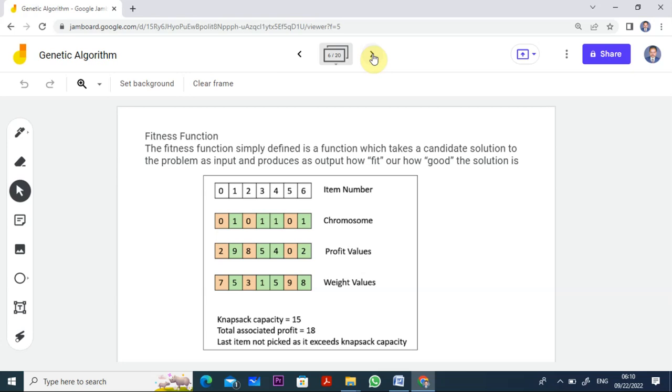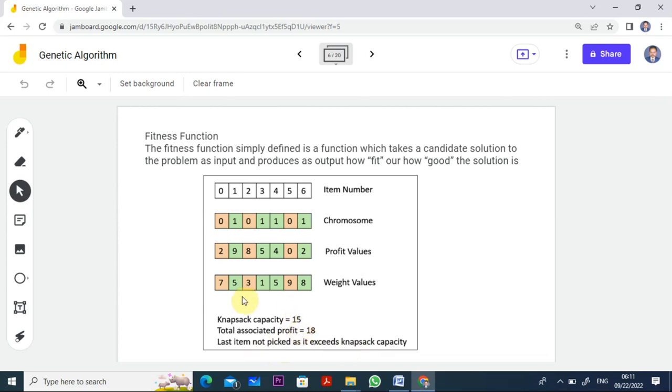Now we always have to define a capacity for this knapsack. Suppose the knapsack capacity is equal to 15, and the total associated profit is equal to 18. Now you see it here. If you go for this profit value, 2 plus 9 is 11, like that, whatever is there. The last item is not picked as it exceeds the limit, because we always count that the weight does not exceed 15, because that is the limit given.